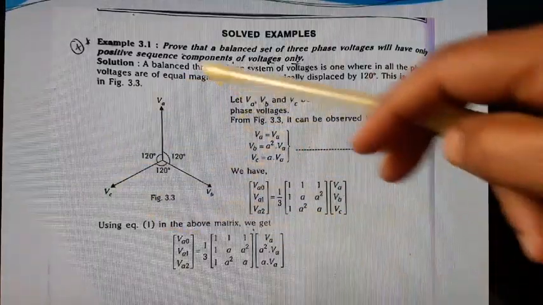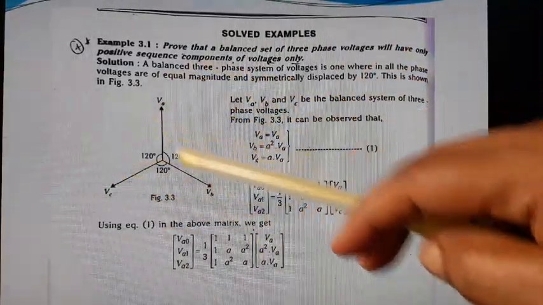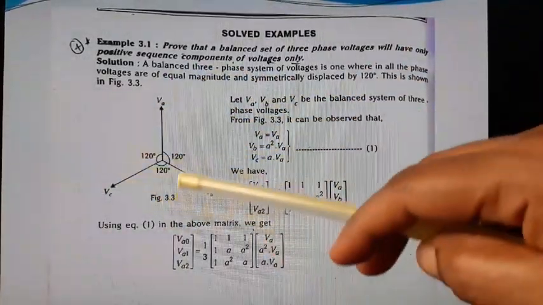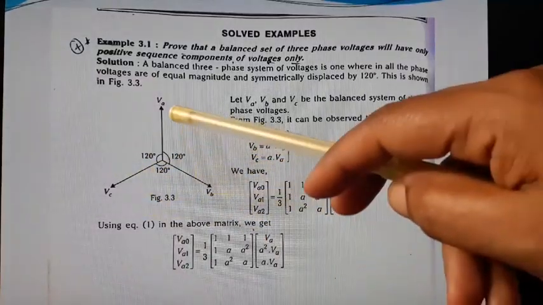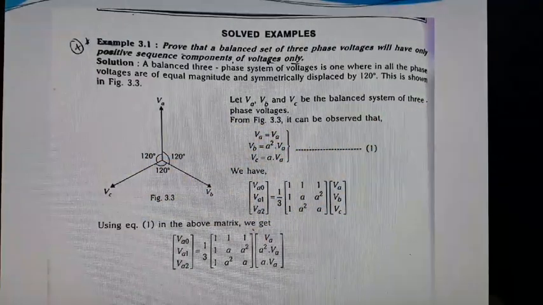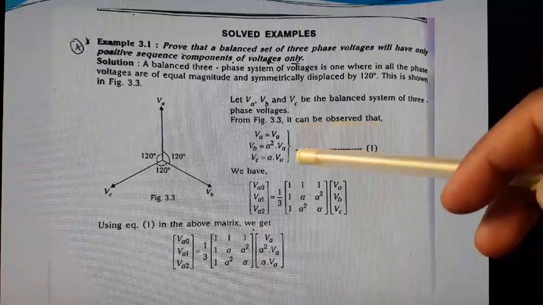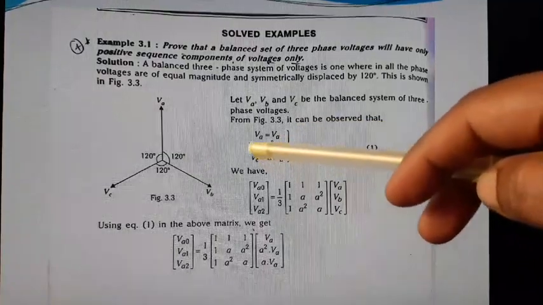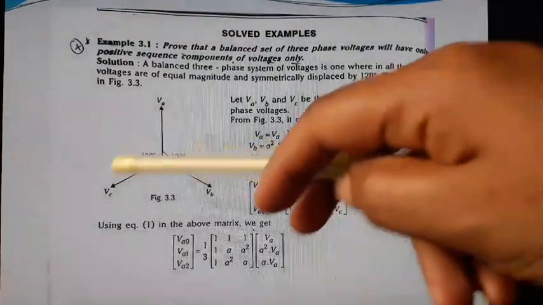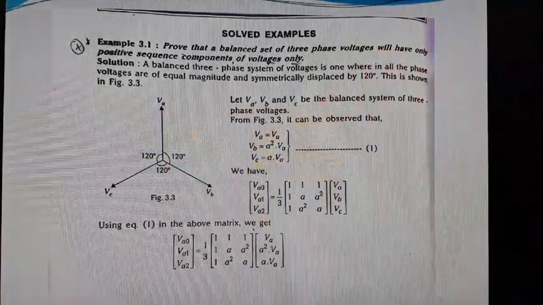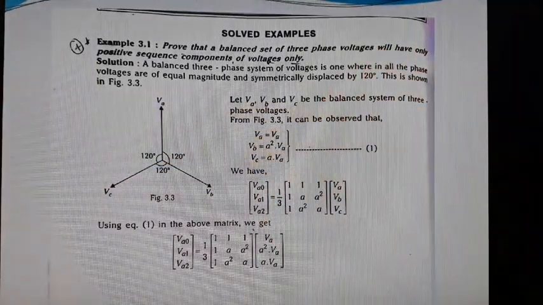So the phasors actually move in the anti-clockwise direction. That means VB is A square, it is ahead of VA by an angle of 240 degrees. That means A square, which represents 1 at an angle 240. So VB is equal to A square VA, and VC is equal to A into VA. So we can write it in this way.